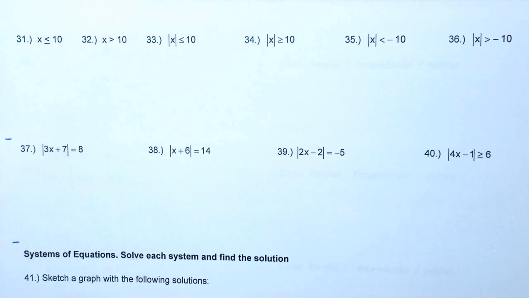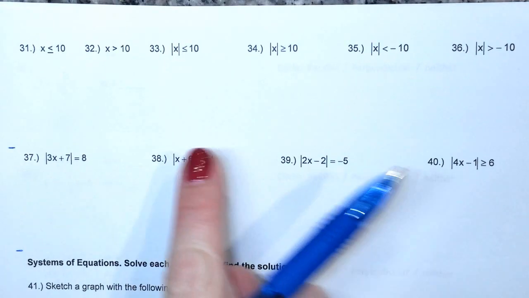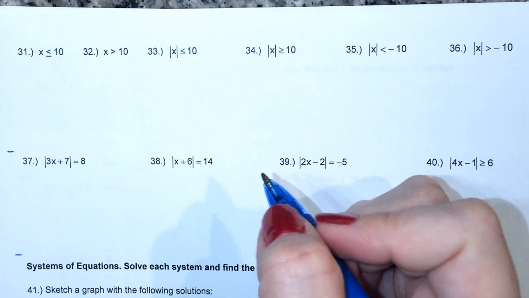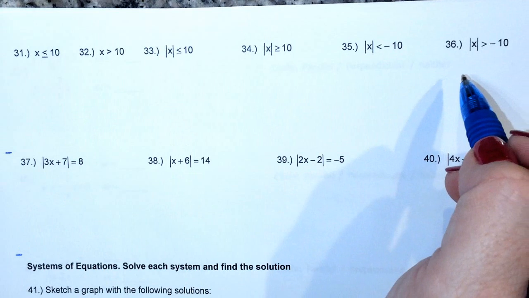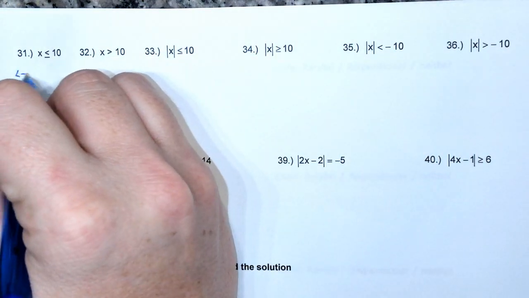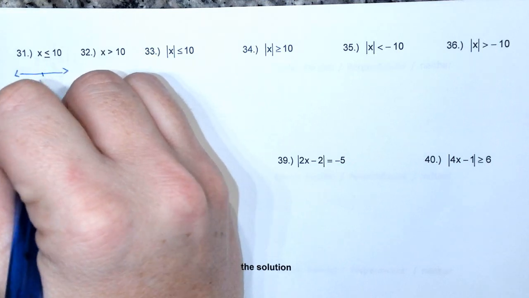Okay, 31 through 36, inequalities. Some have absolute values, some don't, so we are going to get started. I didn't give you a ton of room, but there is no math work here, really, other than number line and interval notation. So here, x is less than or equal to 10.